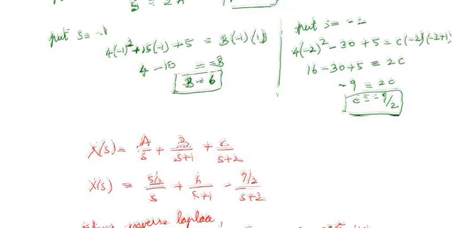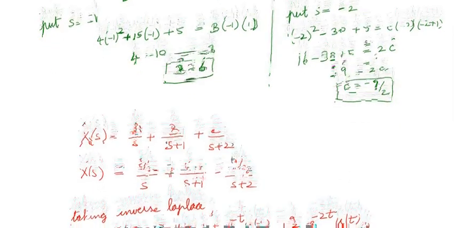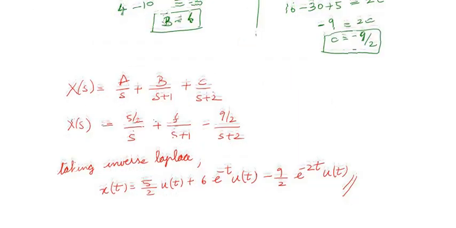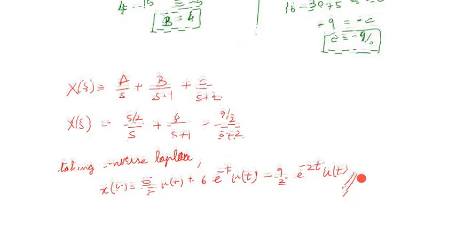A you are getting as 5 by 2. B you are getting as 6, C you are getting as minus 9 by 2. Okay, taking inverse Laplace, we will get the answer back in the time domain.